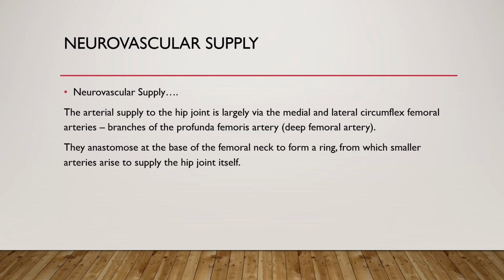Neurovascular supply. The arterial supply to the hip joint is largely via the medial and the lateral circumflex femoral arteries, branches of the profunda femoris artery. They anastomose at the base of the femoral neck to form a ring from which smaller arteries arise to supply the hip joint itself.